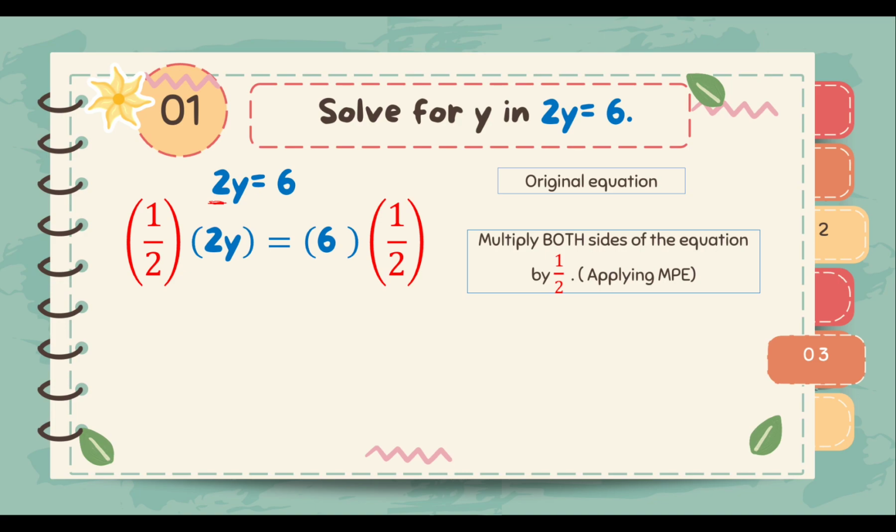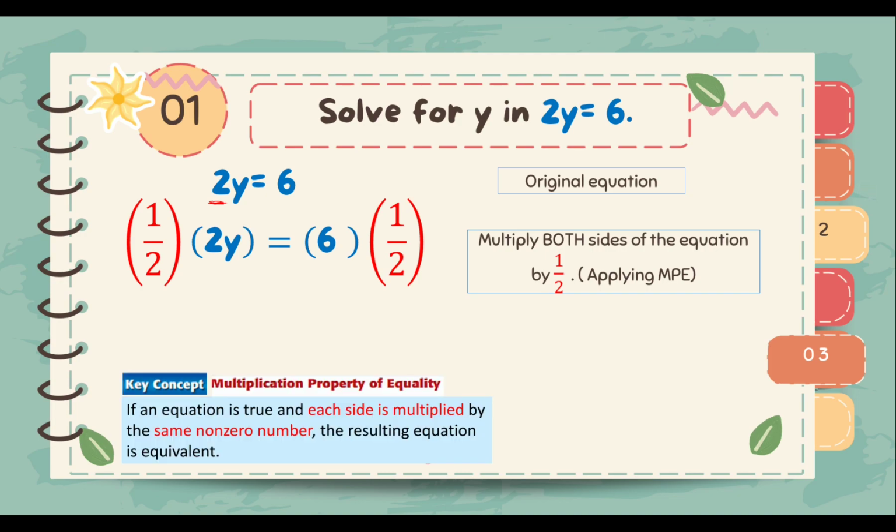Again, why are we allowed to multiply both sides of the equation with the same number? We have here, if an equation is true and each side is multiplied by the same non-zero number, the resulting equation is equivalent. In symbols, for any real numbers a, b, and c, if a is equal to b, then ac is equal to bc.